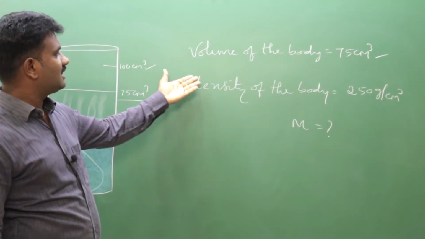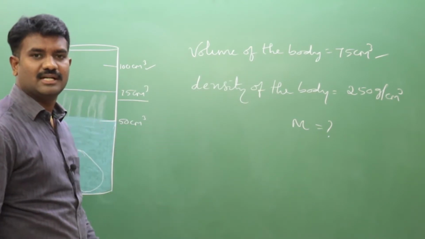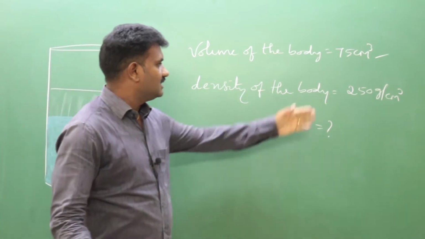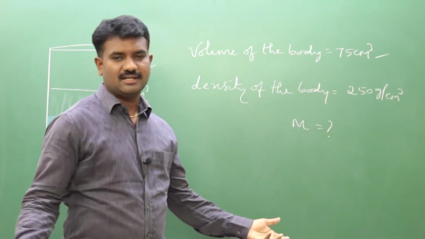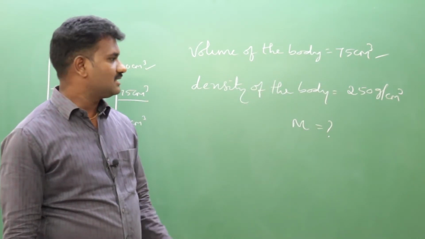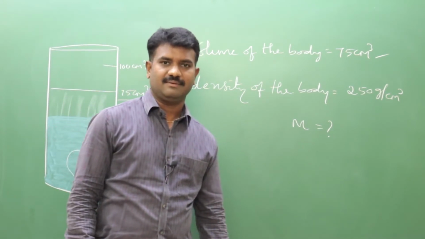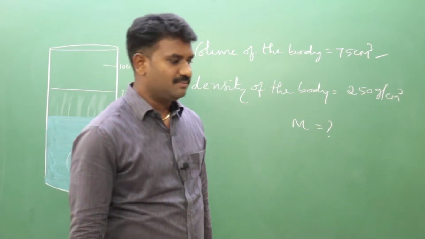So density is given, volume is given, mass. As you know, the density equals mass per unit volume. Mass equals density into volume. Just multiply these two and you will get the answer. That's all. As that is not physics, that is the mathematical part, I am leaving it. You simply multiply. Let us go to the next problem.